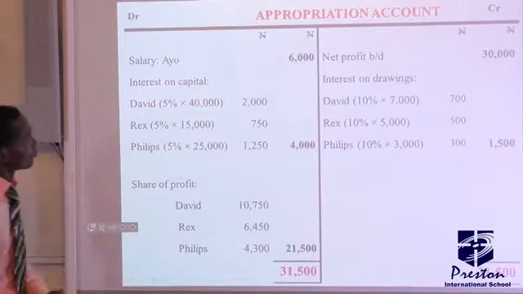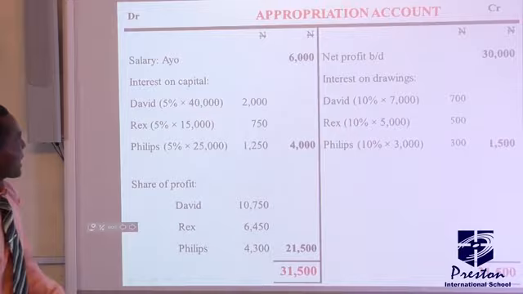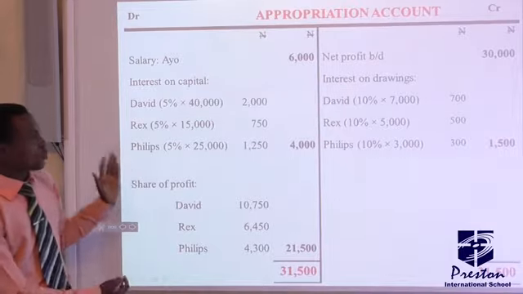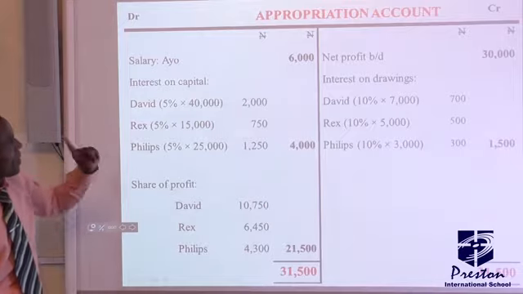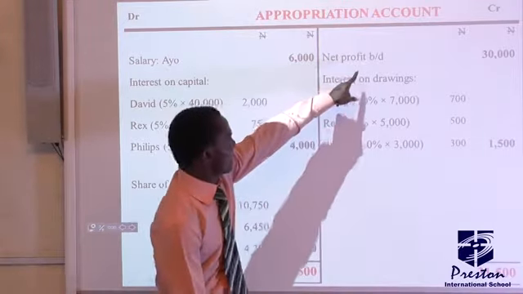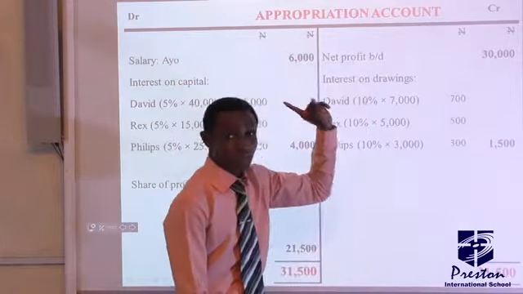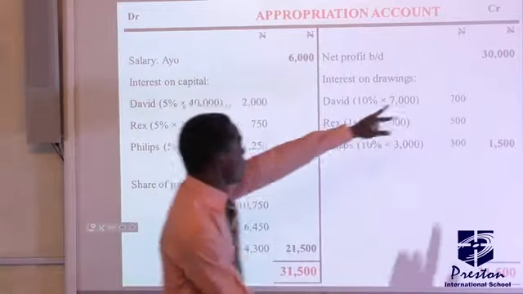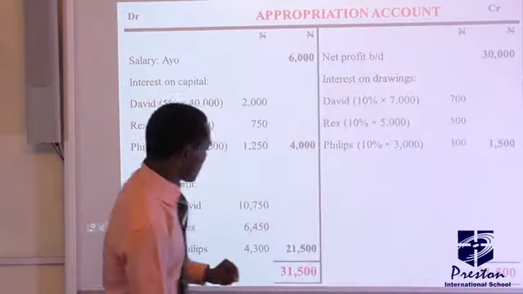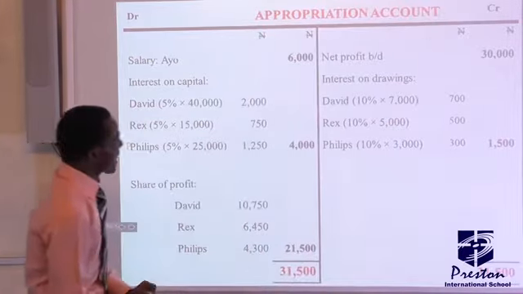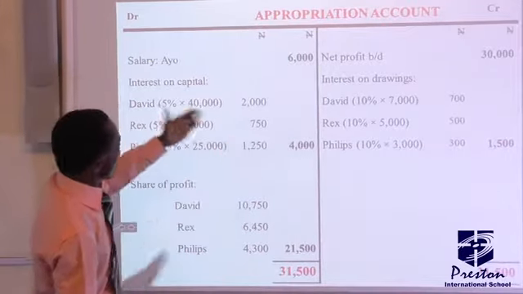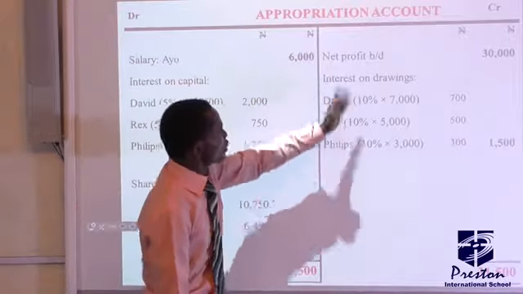Here we go. Under our appropriation account, this will remind you of what we did in our previous lessons. Remember, the net profit, we are starting from the credit side. The net profit of 30,000 naira will be brought here. That's the net profit, 30,000 naira. Then, having done that, what are the interest on drawings?